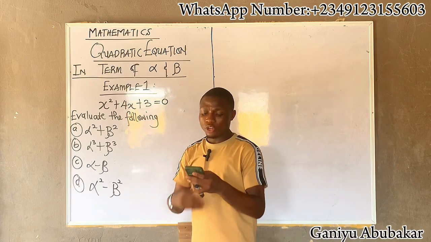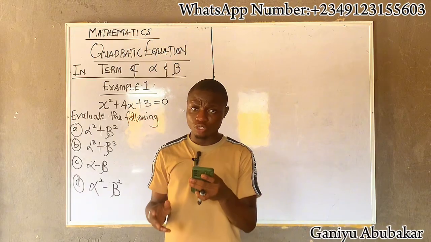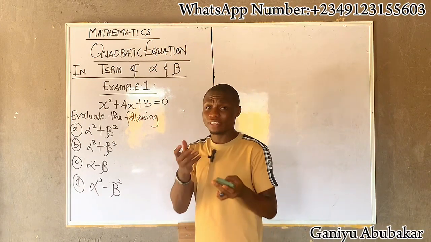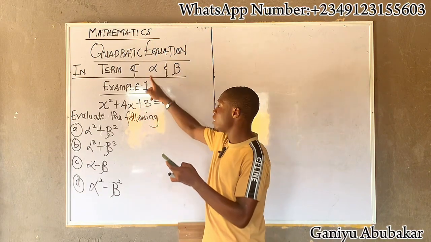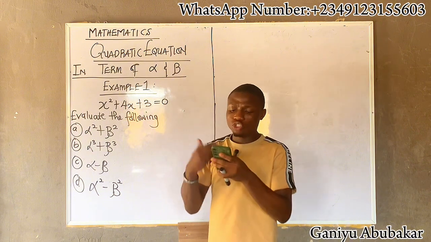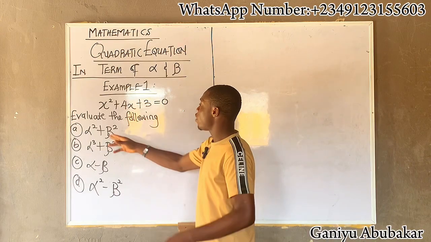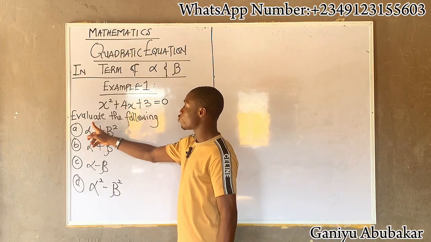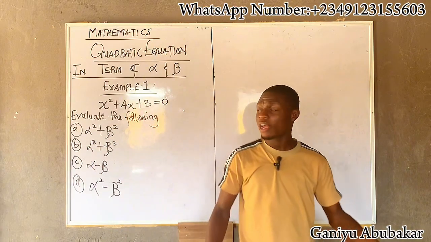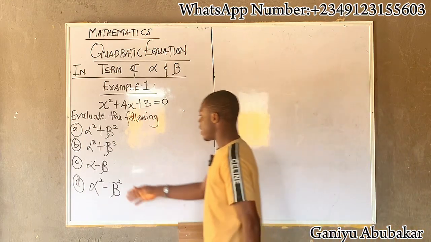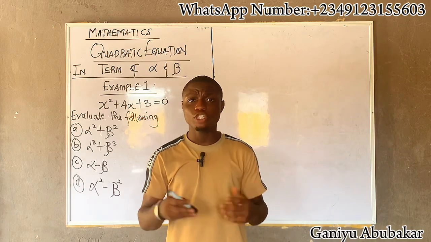The question says that if alpha and beta are the two roots of the equation, for those that don't know what alpha is, this is alpha and this is beta, then evaluate the following. Find alpha squared plus beta squared, also find alpha cube plus beta cube, also find alpha minus beta, also find alpha squared minus beta squared. So how do you solve this particular problem?